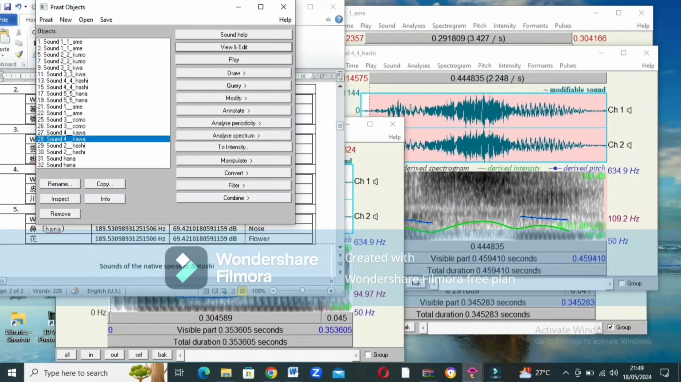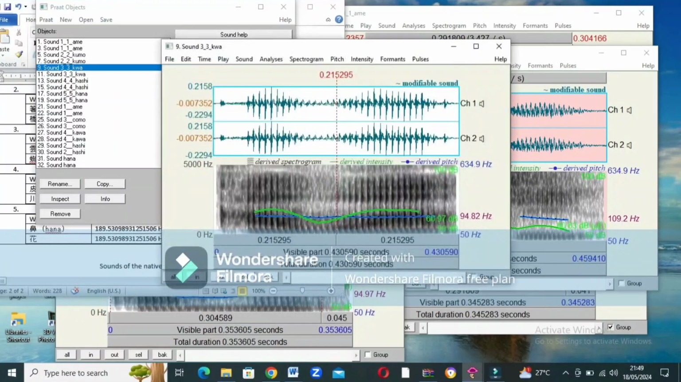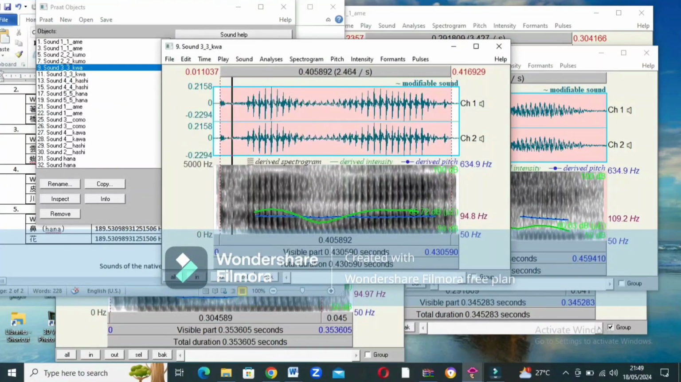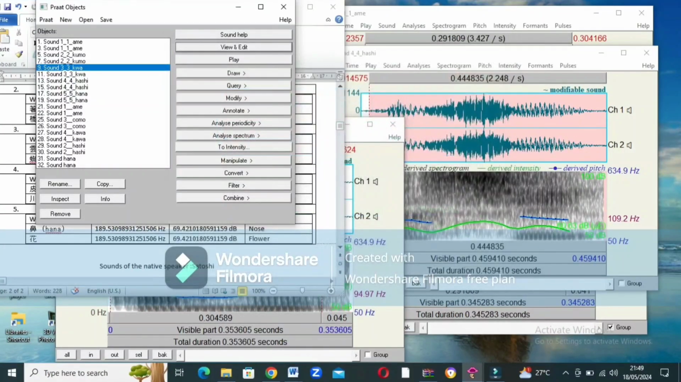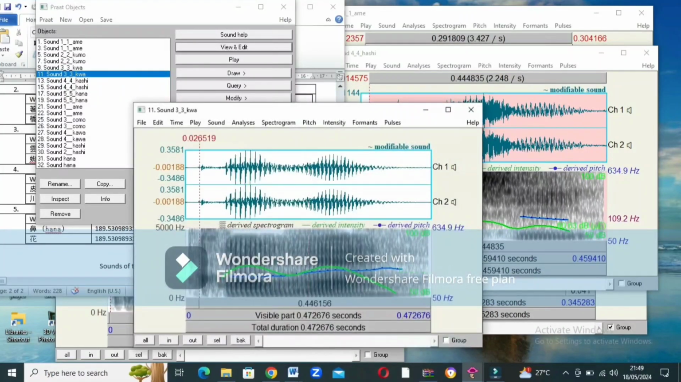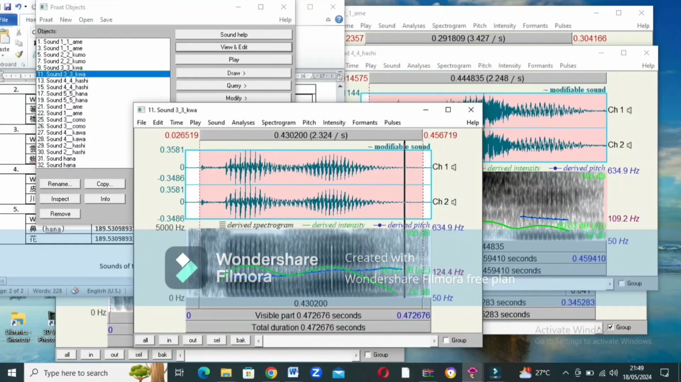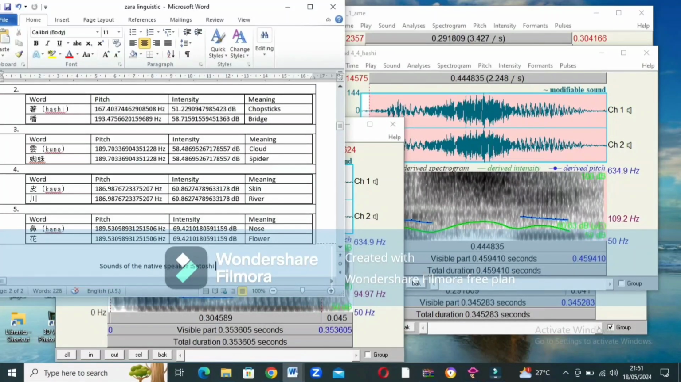Okay, we move to the native Japanese speaker for kawa. We're going to listen to his first kawa. Okay. The second is here. We're going to listen to the second kawa. Okay, we have heard both Angel's voice and Satoshi's voice.